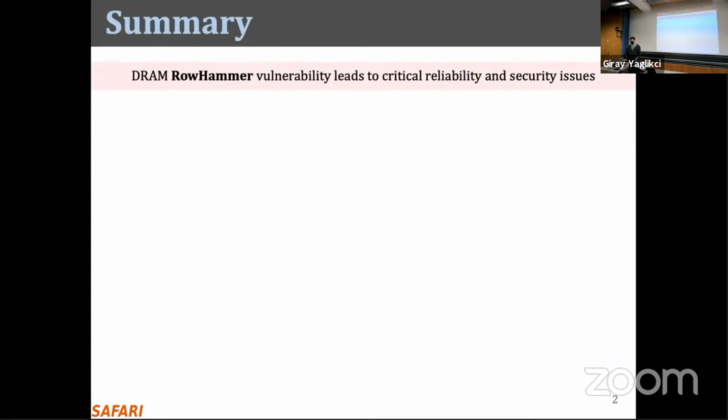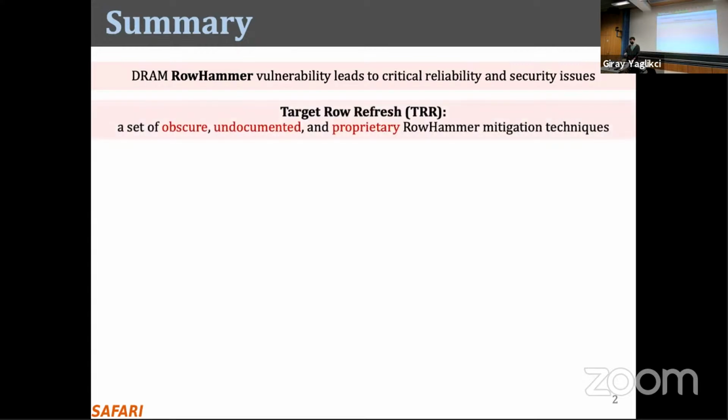Yeah, and let's get started with the summary. So as you may know, RowHammer is a critical vulnerability in DRAM that leads to reliability and security issues. If you don't remember exactly how this vulnerability happens and what kind of effects it has, I will cover it in some future slides. But here, let me tell you about what DRAM vendors do about it currently.